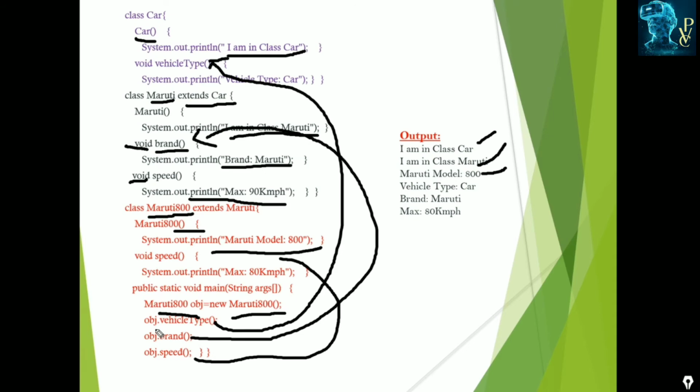And we called the object dot vehicle type, which has only one print statement which displays the vehicle type is car. And again object dot brand, which is the method of the Maruti, which has only one print statement, that is the brand Maruti. And when we call the object dot speed, it invokes its own method.